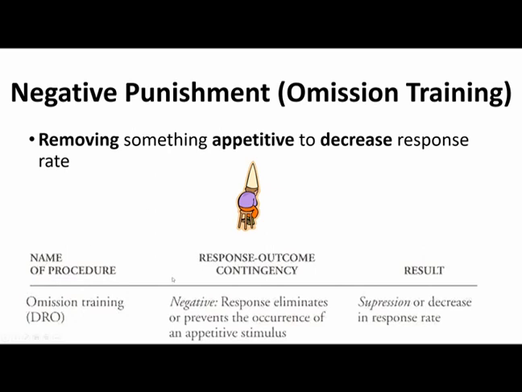And so, as I said just a couple of slides back, this is the more desirable form of punishment in most scenarios. So if you can use negative punishment, it's preferred over positive punishment, just because you're removing something appetitive, you're not having to introduce something aversive.